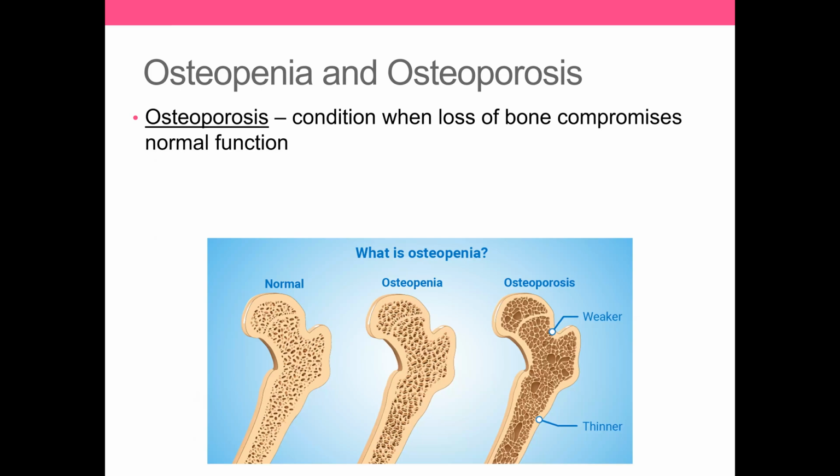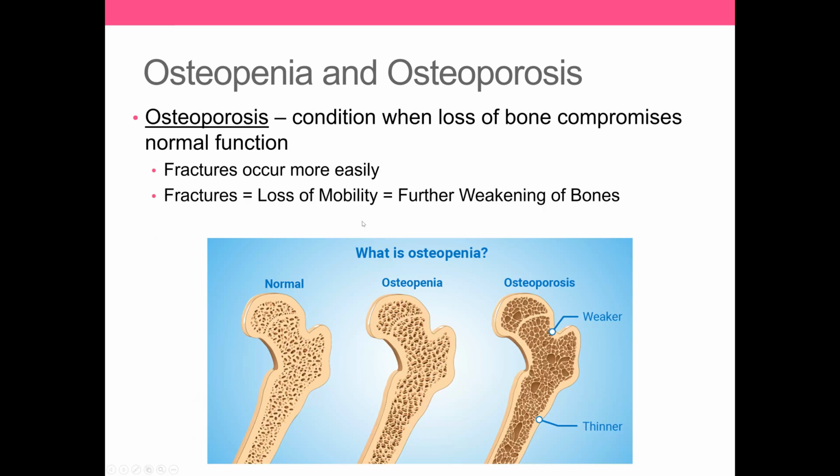Osteoporosis is the term that we use when the condition of bone loss has gotten so bad that it compromises normal function. So once it reaches the point that the bone cannot function normally, we now call it osteoporosis. So again, we've got normal bone, we've got osteopenia, which is the normal decline in bone that occurs with aging. And then if the osteopenia continues to the level where you've actually got compromised function, we call that osteoporosis. And with osteoporosis, fractures occur more easily. And then, of course, if you fracture a bone, that can result in a loss of mobility.